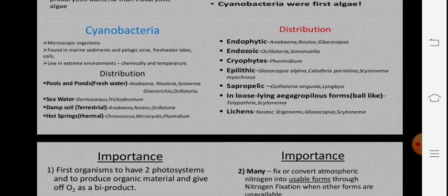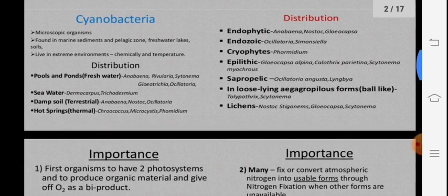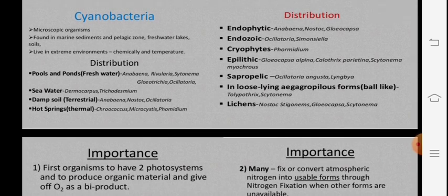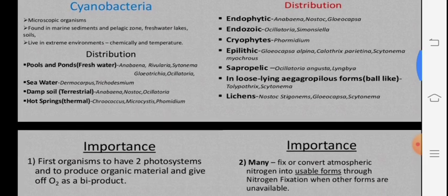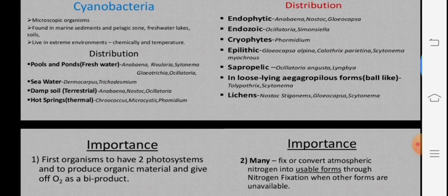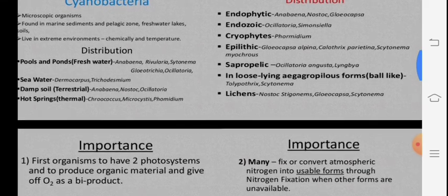Then in their distribution, as they are microscopic, they are found in marine sediments and the pelagic zone. Pelagic is the open sea. Then freshwater lakes and soils. In distribution, there are different places: pools and ponds of fresh water. Common genera are Anabaena, Rivularia, Scytonema, Gloeotrichia, Oscillatoria.